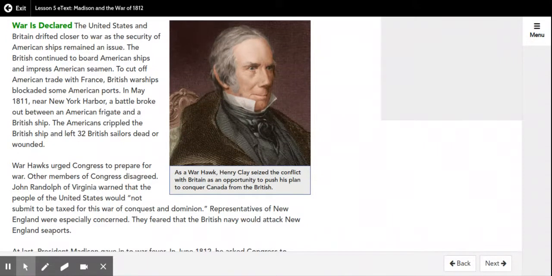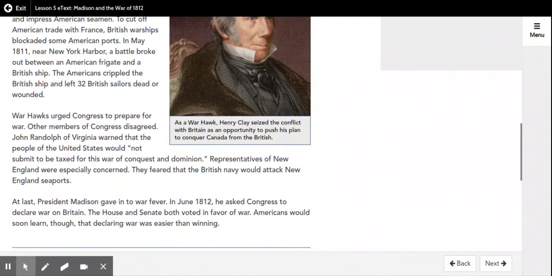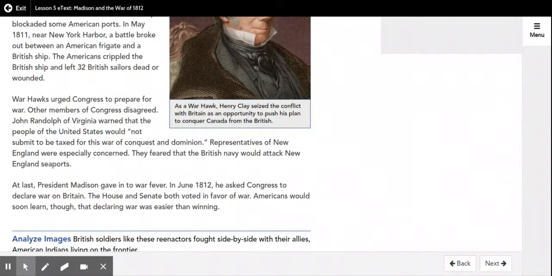War hawks urged Congress to prepare for war. Other members of Congress disagreed. John Randolph of Virginia warned that people of the United States would not submit to be taxed for this "war of conquest and dominion." Representatives of New England were especially concerned. They feared that the British Navy would attack New England seaports.